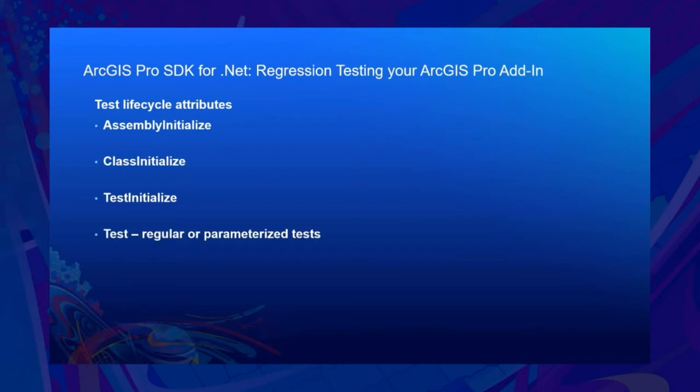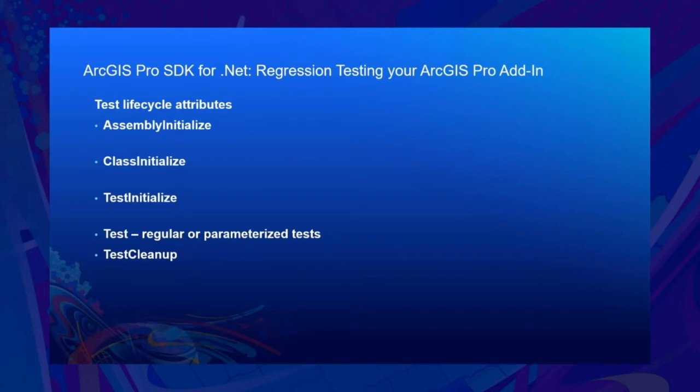There are two types of tests: a regular test that is only run once, and second, a parameterized test. In the case of parameterized test, the same test method is executed multiple times, each time with a different set of inputs defined by the test author.